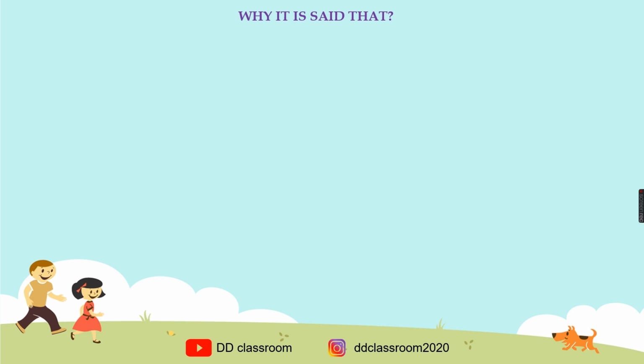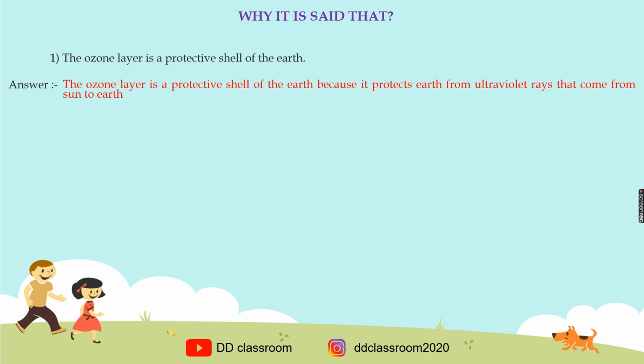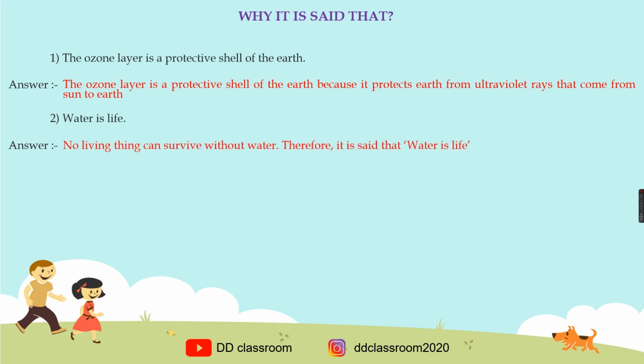Why is it said that: first, the ozone layer is a protective shell of the earth. Answer is the ozone layer is a protective shell of the earth because it protects earth from ultraviolet rays that come from the sun to earth. Second, water is alive. Answer is no living thing can survive without water. Therefore, it is said that water is alive.